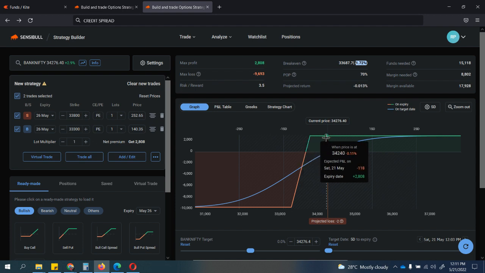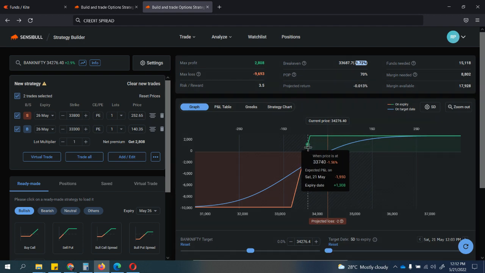See, I'm just moving the market down, I'm simulating. Check the expiry date profit, it is still in green. Though it is reducing, it will not reduce till this point, but from here it will reduce. From 2,800 it will reduce to 2,308, even if the market is falling. This is the beauty of credit spreads.